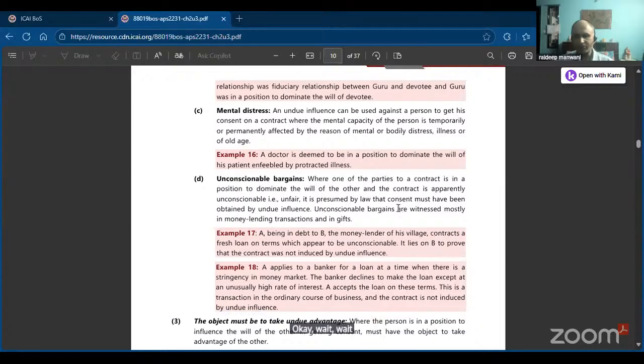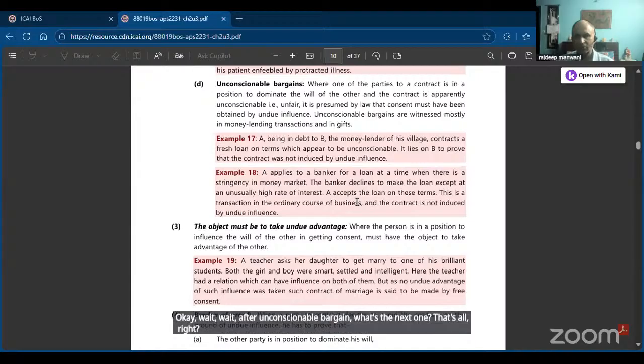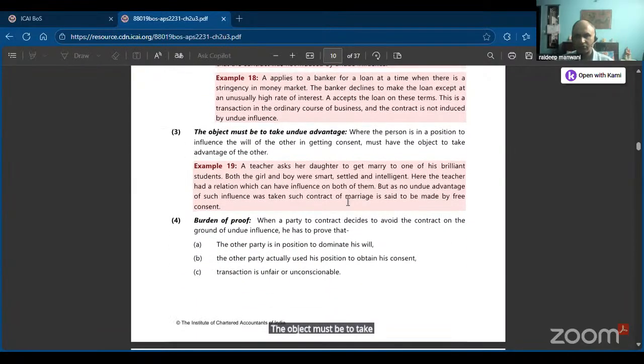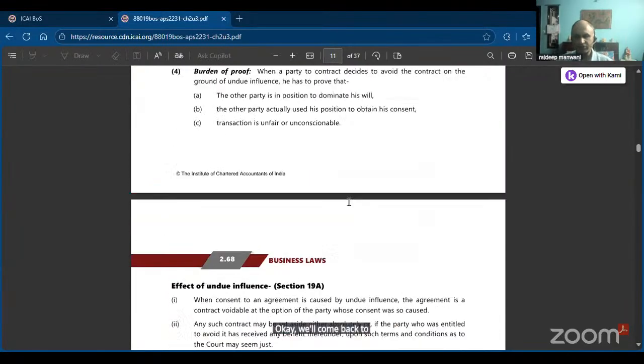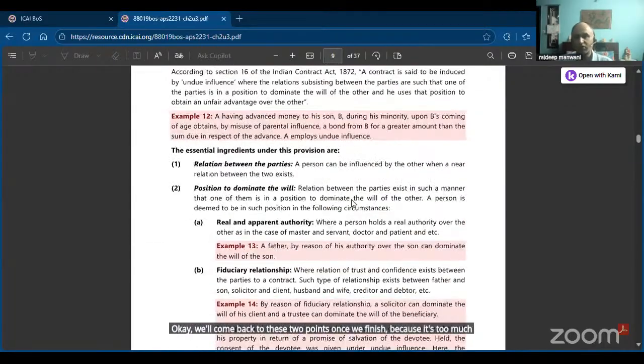After unconscionable bargain, what's the next one? That's all, right? The object must be to take undue advantage. Okay, we'll come back to these two points once we finish because it's too much of reading. Let's come to the point.